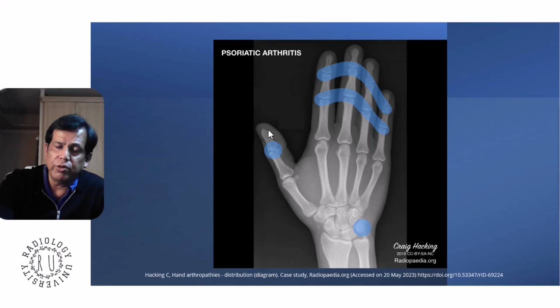Psoriatic arthropathy: you can see the blue line showing the way the joints are involved. Mainly the distal interphalangeal, proximal interphalangeal, sometimes the TFCC and ulnar styloid area. Pyrophosphate is called CPPD. We saw it is mainly proximal, wrist, TFCC, MCP. Look for TFCC calcification. Pyrophosphate arthropathy, which is pseudogout.